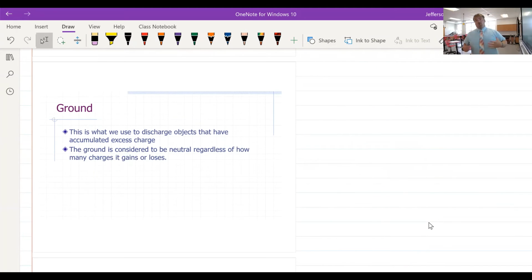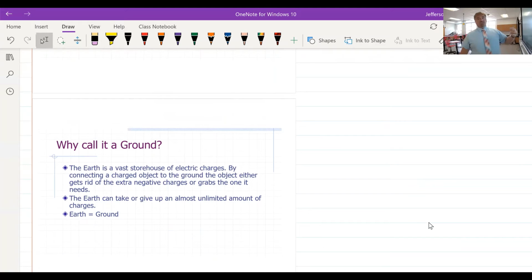Okay? Now, if I want to discharge an object, I want to release those excess charges, I'm going to touch it with my finger, or I'm going to ground it. And what a ground does is just gives those opportunity for those excess charges to escape, okay, to try and neutralize that object. And so when we ground an object, we're going to basically take the excess charges off of that object. Okay? So the reason we call it a ground is because in reality, when we touch it, we're connecting ourselves to the charged object, which then connects it to the earth.